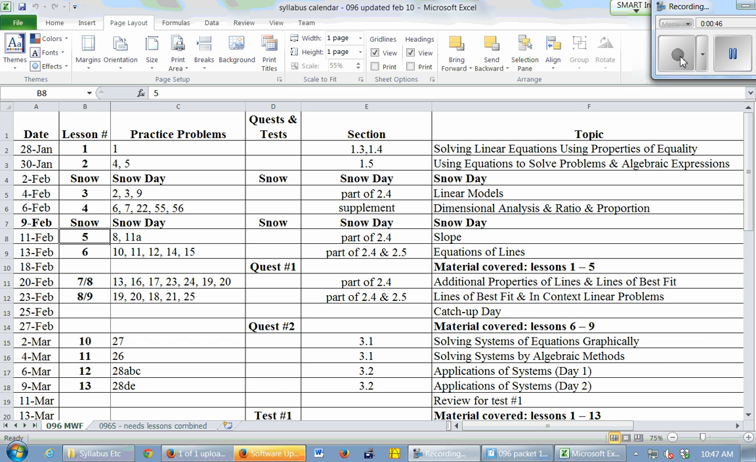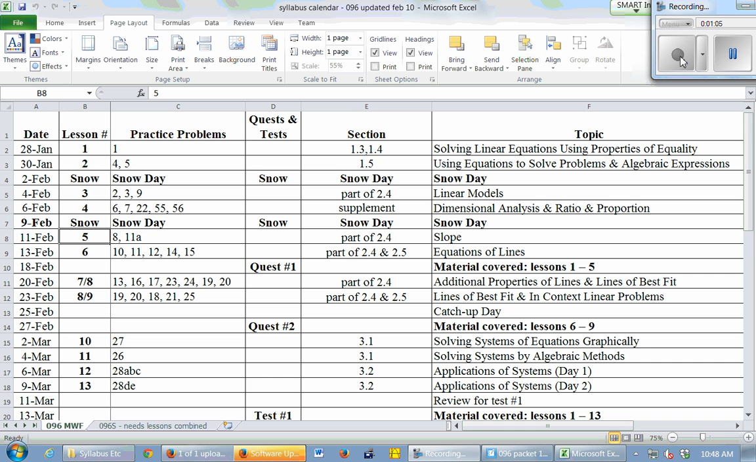So to catch up, after Quest 1, I took 7, 8, and 9, and I smushed them into 2 days. On the 20th, we're going to do 7 and a little of 8, and then on the 23rd, we'll finish 8 and do 9. So we're going to do 3 classes in 2 days to get caught up.